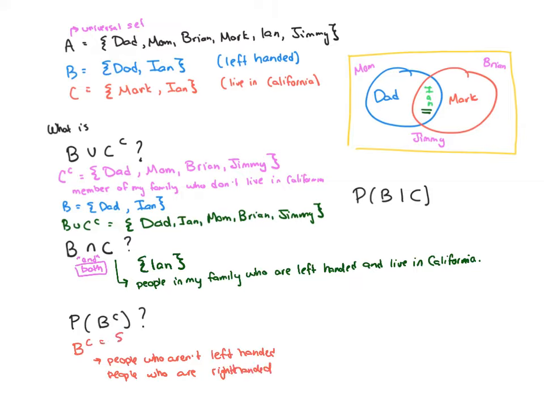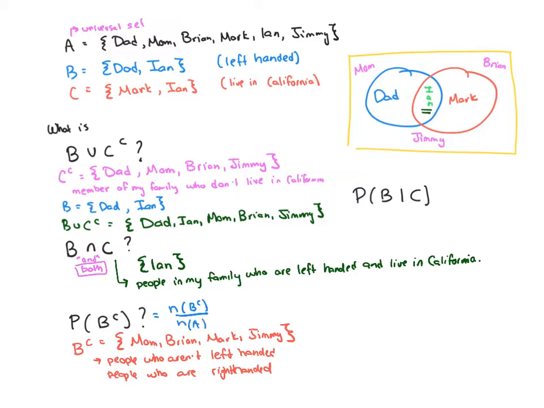Okay, so if Mark and Ian, okay, sorry, I was writing in red, but I should be looking at my blue set. So my dad and Ian are left-handed. So everyone who's not left-handed is my mom, my brother Brian, my brother Mark, and Jimmy. So that is my B complement. So to find the probability of B complement, I just need to find the number of people in B complement divided by the number of people in my entire set.